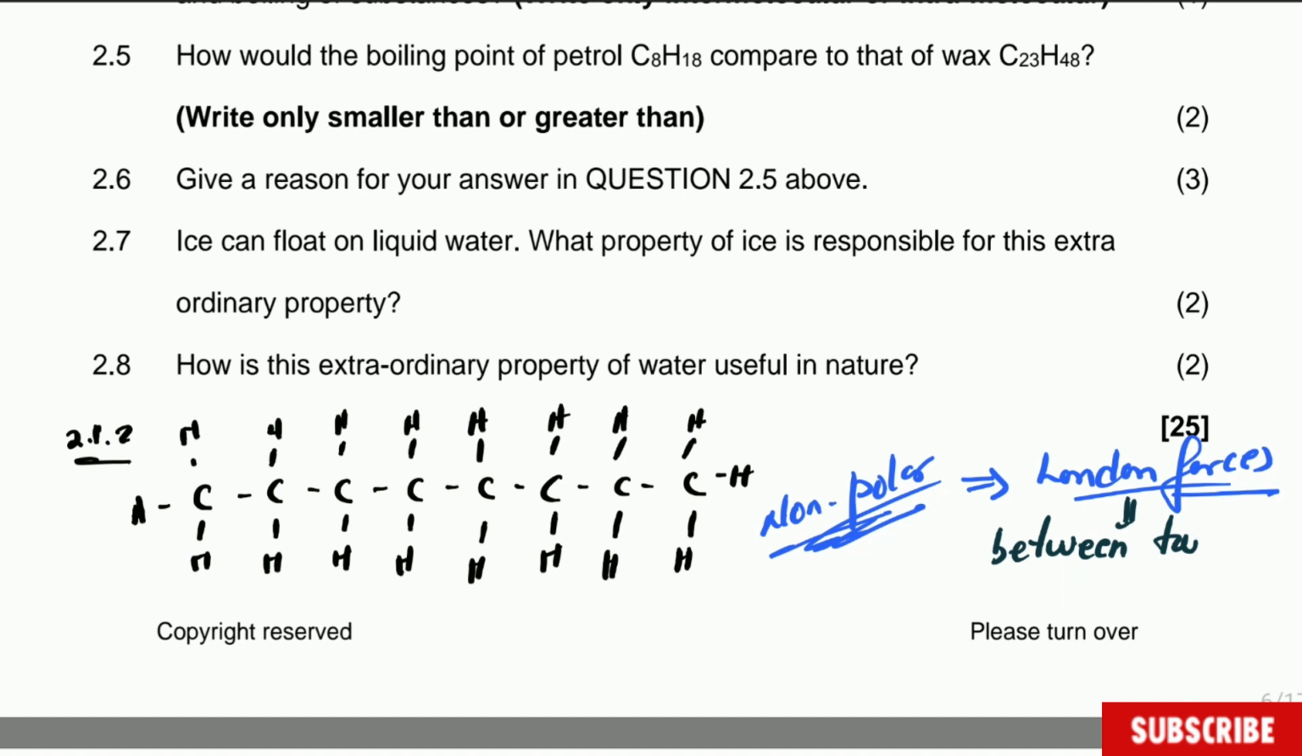two non-polar molecules. It's between two non-polar molecules, guys.